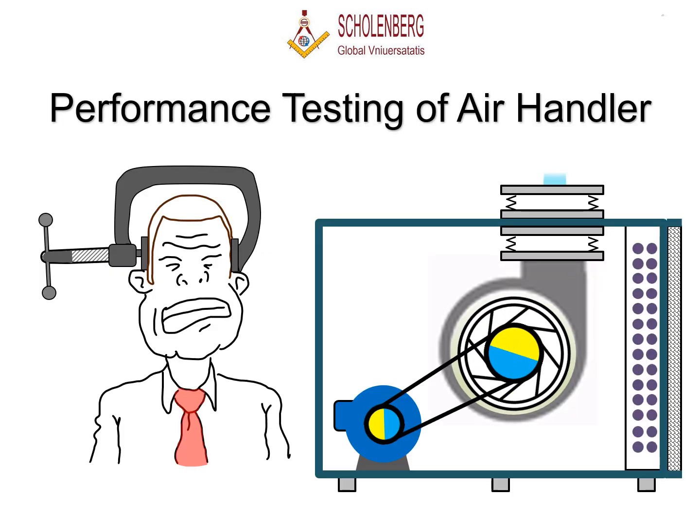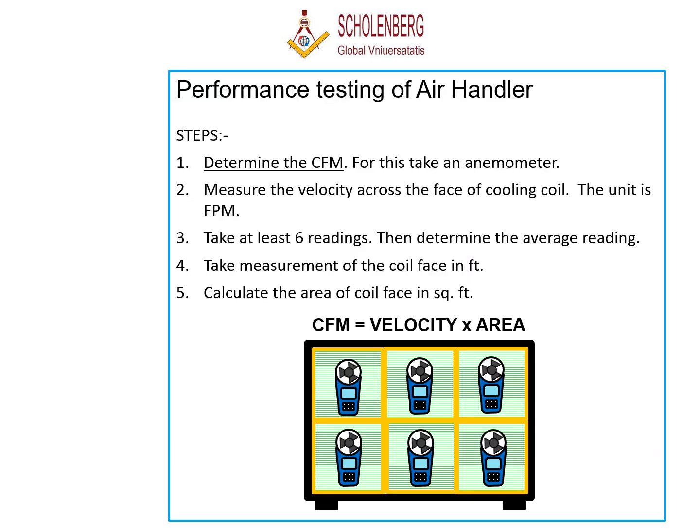Performance testing of air handler. Steps. 1. Determine the CFM. For this, take an anemometer. 2. Measure the velocity across the face of cooling coil. The unit is FPM. 3. Take at least 6 readings. Then determine the average reading. 4. Take measurement of the coil face in foot. 5. Calculate the area of coil face in square foot. CFM equals velocity multiplied by area.